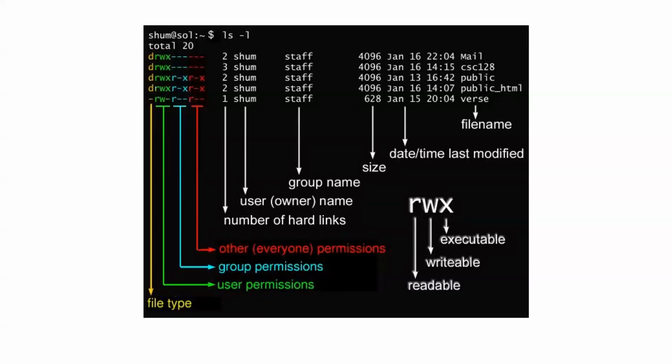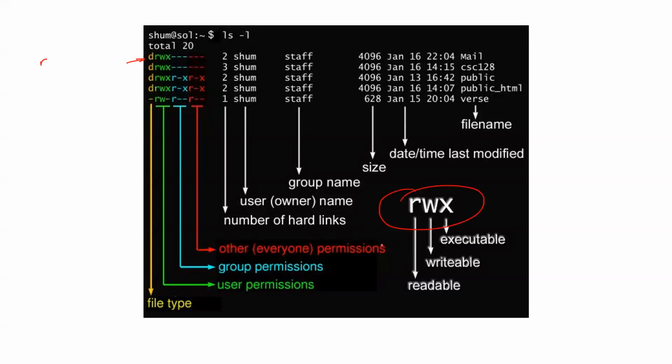Hello, everyone. In this session, we're going to focus on permissions in the Linux operating system. As you can see, when you do ls -l, this shows the permissions of each file. Here you can see the file type. This one is a directory, and then you have read, write, execute. R stands for read, W stands for write, and X stands for executable.